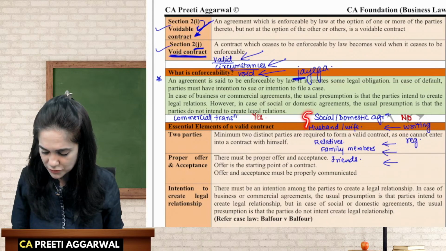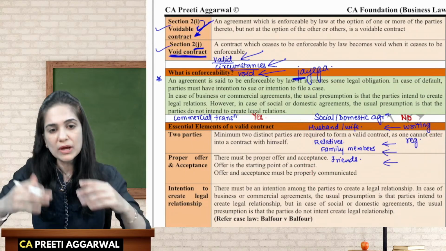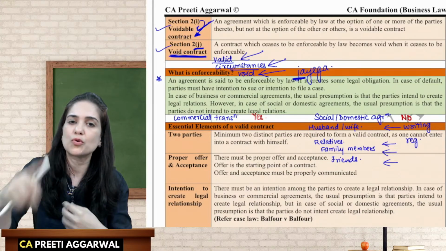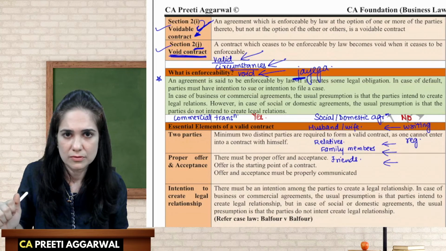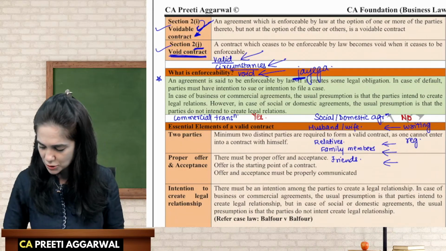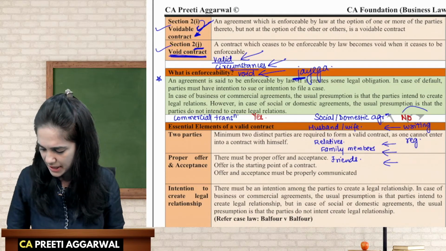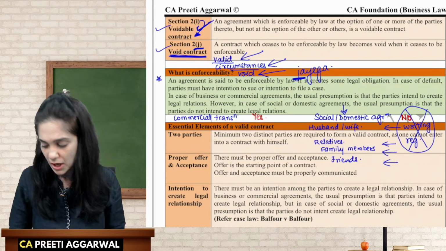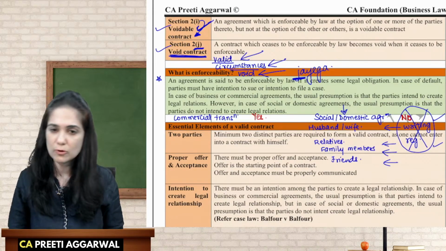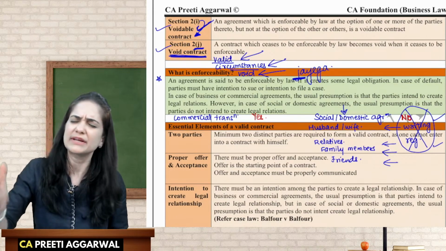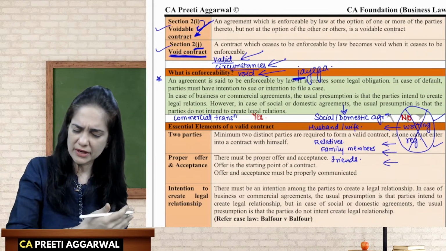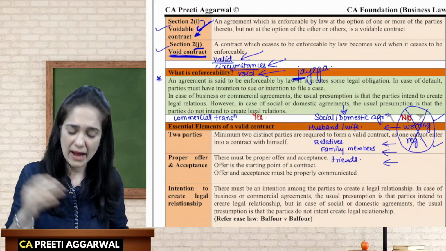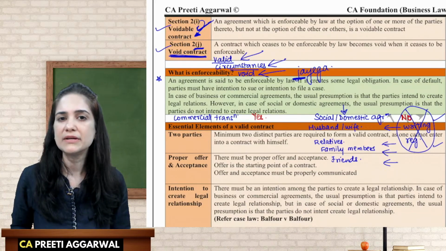So even in case of social or domestic agreements, you can impose enforceability separately and make it a valid contract. Okay? Unless you do this, we will assume that there is no intention to create legal relation. But if I make this agreement in writing, I also get it registered, it means you are showing that even though it is a social agreement, domestic agreement, I am adding enforceability and making it a valid contract.